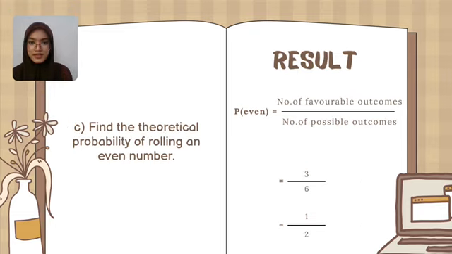C. Find the theoretical probability of rolling an even number. The formula is number of favorable outcomes divided by number of possible outcomes. So the answer is 3 divided by 6. We simplify it, so we will get 1 over 2.